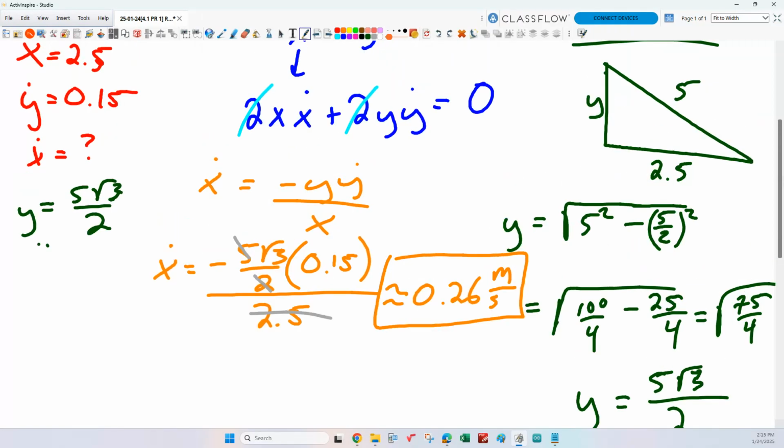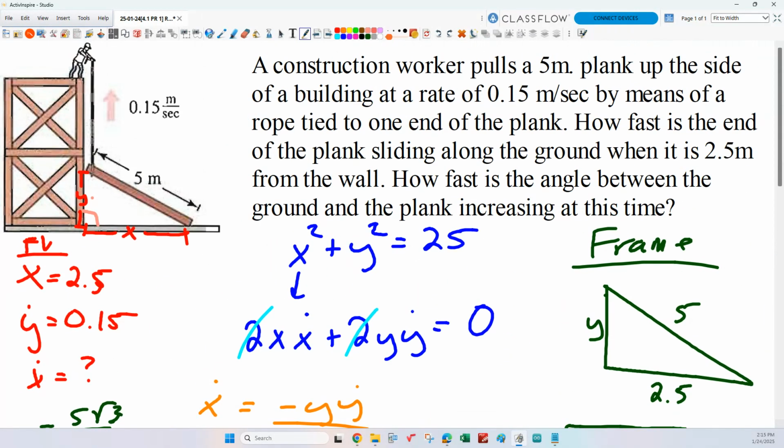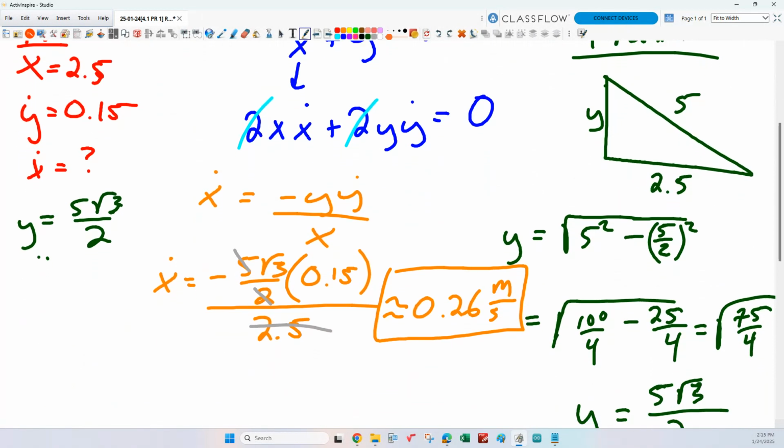Okay, how about part 2? For part 2, what does that do to our picture? How fast is the angle between the ground and the plank changing? So now what do we need? Theta. We need a theta, don't we? Right. Okay, so we need a theta. So there's our theta. And now for part 2, we know what x dot is.